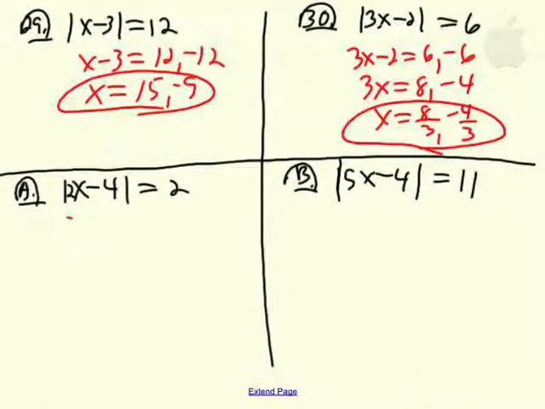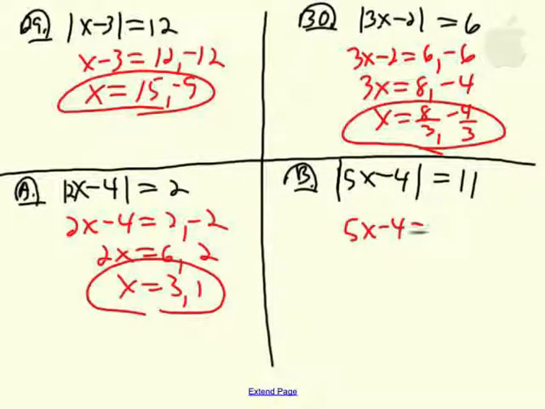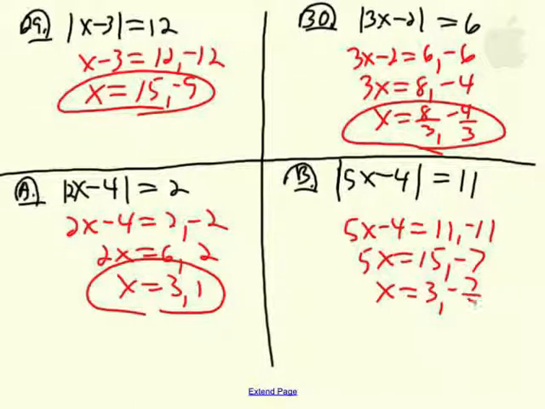Problem A. 2x minus 4 is going to be 2 or negative 2. So 2x is 6 or 2, which means x will equal 3 or 1. In B, 5x minus 4 will equal 11 or minus 11. So 5x is 15 or minus 7. So x will equal 3 or minus 7/5. Okay. There you go.